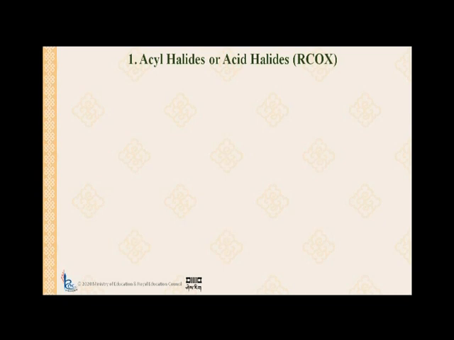The first derivative we are going to study is acyl halides, also known as acid halides. The general formula is RCOX, where the OH group, the hydroxyl group of the acid, is replaced by a halogen. Here R is an alkyl group and X is a halogen such as chloride, bromide, or iodide. Now we are going to replace each of them with particular groups.